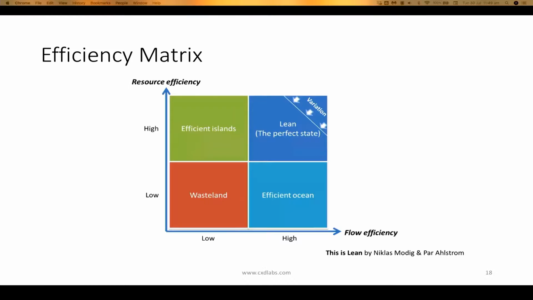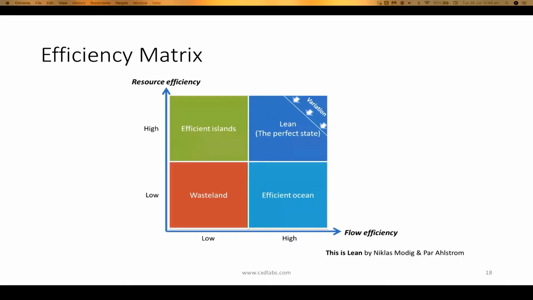You've got on the bottom right-hand side efficient oceans, where there's a high flow efficiency but a low resource efficiency. So they've got a big focus on the customer and getting things out to them, but they're not so efficient at doing it. Probably the costs are high, there's a lot of capacity.